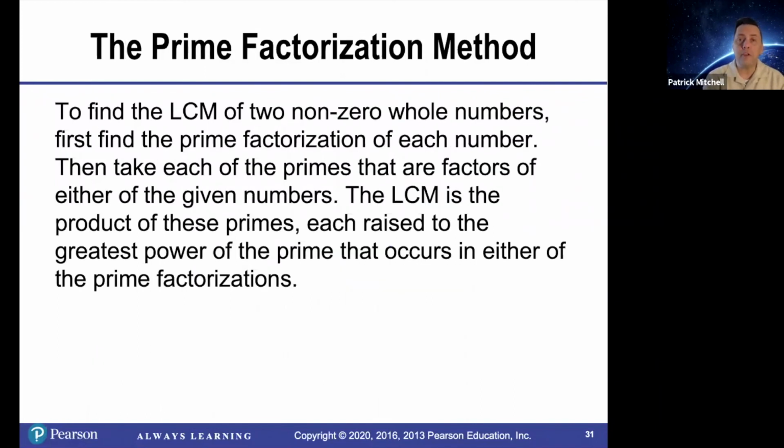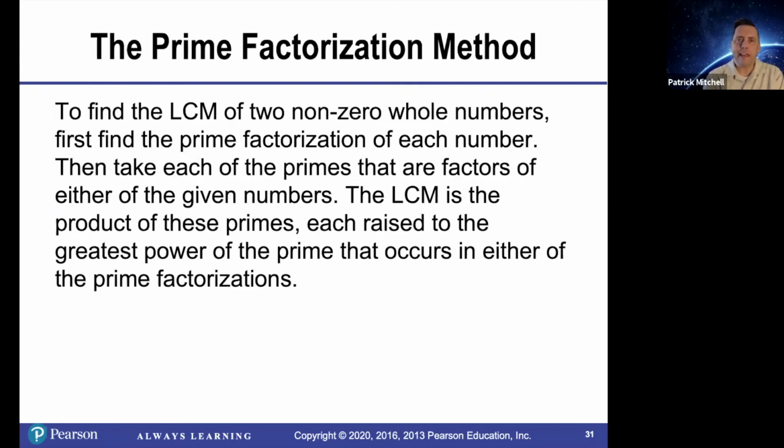You can also use a prime factorization method. It's a little different than for finding GCD. To find the LCM of 2 non-zero whole numbers, first find the prime factorization of each number, then take each of the primes that are factors of either of the given numbers. So this time we're not just taking factors that they have in common. We're taking all the factors that occurred in either number.